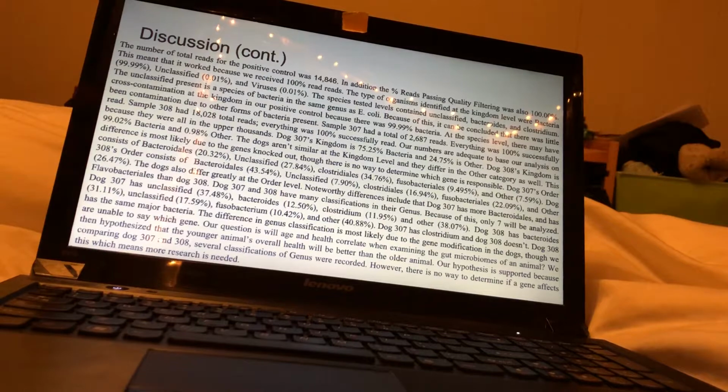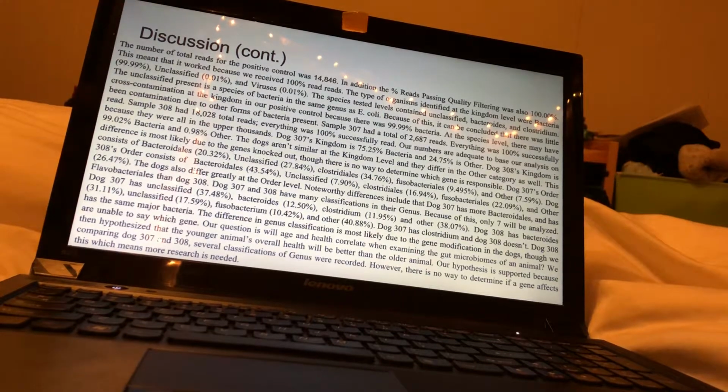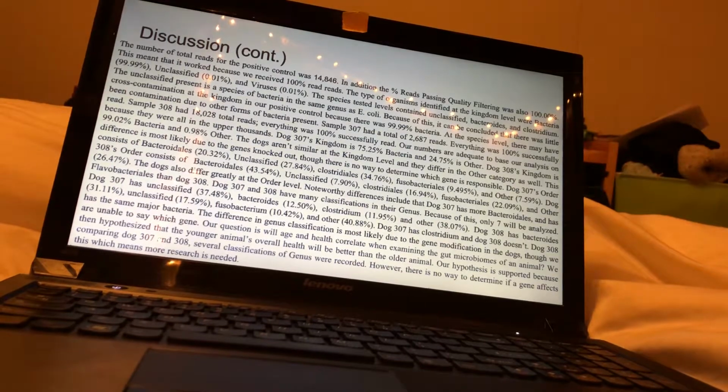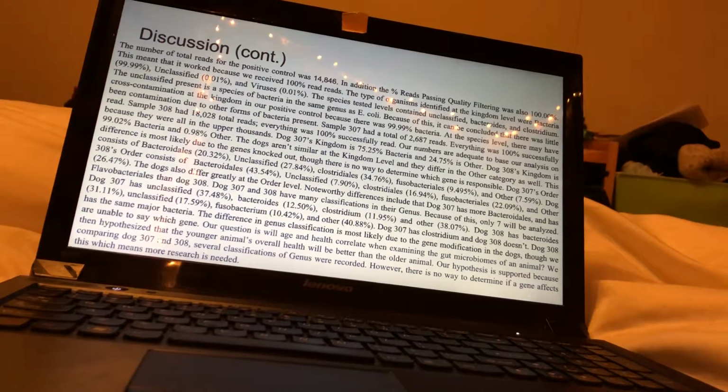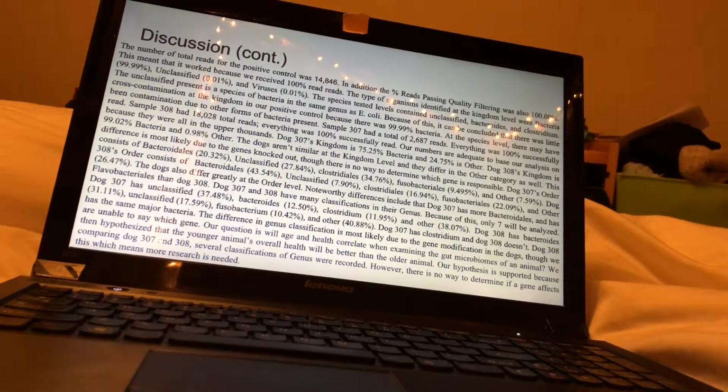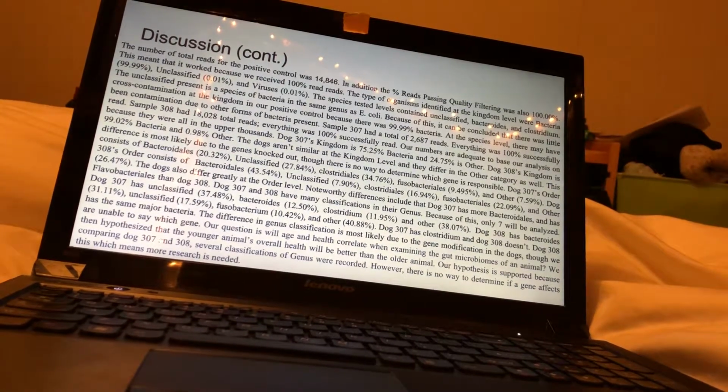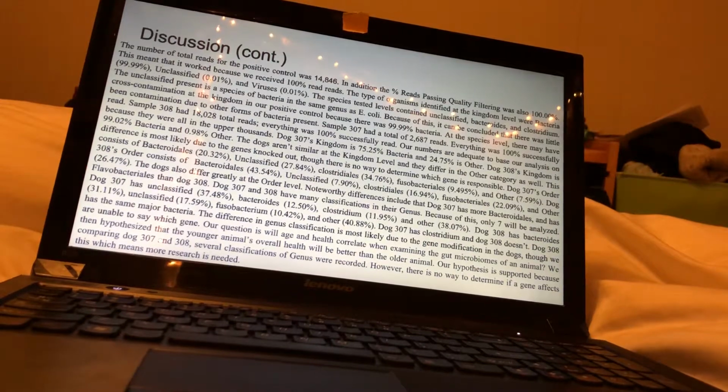Our sample 307 had a total of 2,687 reads. Everything was 100% successfully read. Sample 308 had 8,028 total reads, and everything was 100% successfully read. Our numbers were adequate to base our analysis on because they were all in the upper thousands.